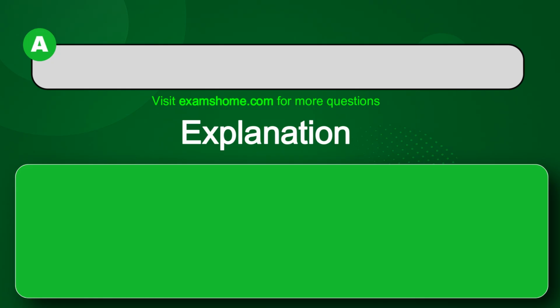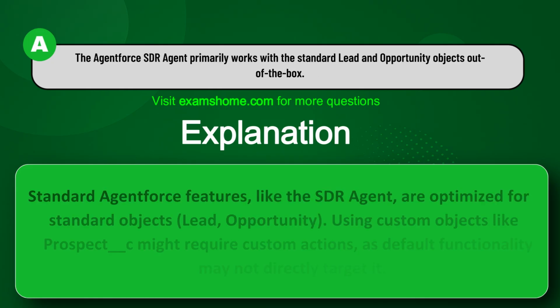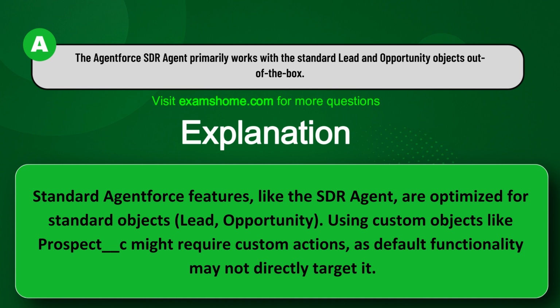Correct answer: A. Standard Agentforce features like the SDR agent are optimized for standard objects, lead and opportunity. Using custom objects like Prospect__c might require custom actions, as default functionality may not directly target it.